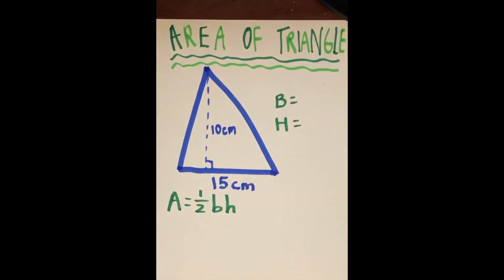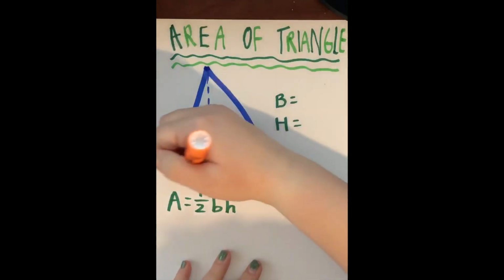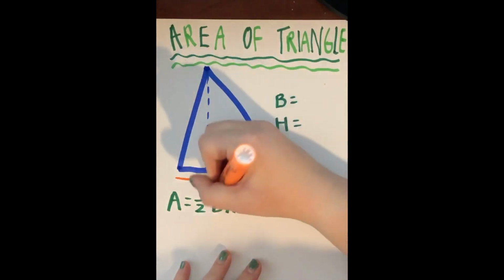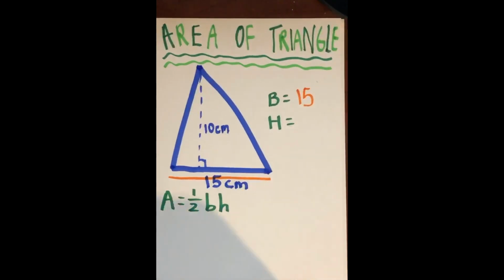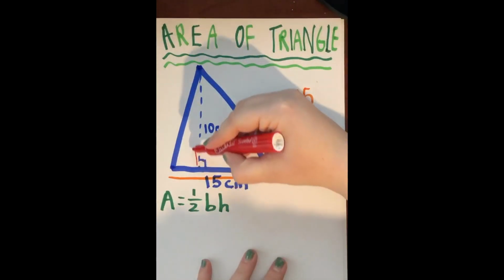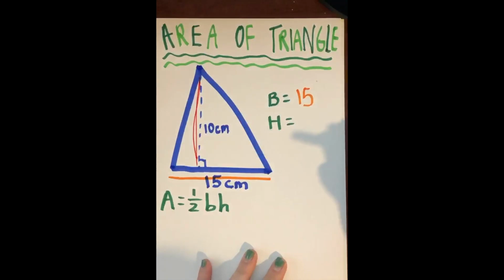Hey guys, it's Miss Rogers. Today we're going to talk about the area of a triangle. Of course, I'm excited because this means I get to use my new markers again. So first, I already wrote down the formula area equals 1/2 base times height. So let's go ahead and find our base and height. So here in orange, I underlined the base. So I see that our base is 15. Now in red, I'm going to find our height. And I'm going to see that our height is 10.